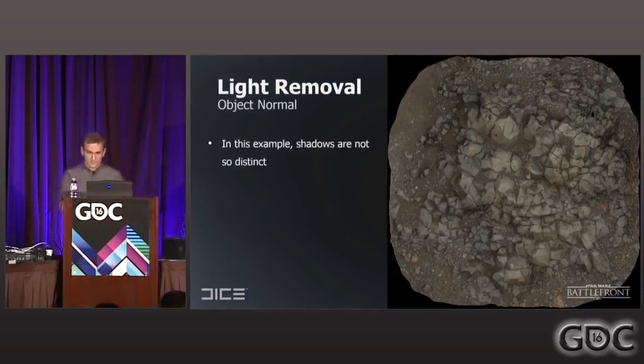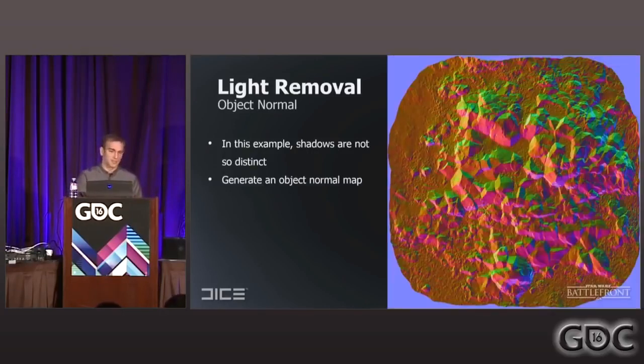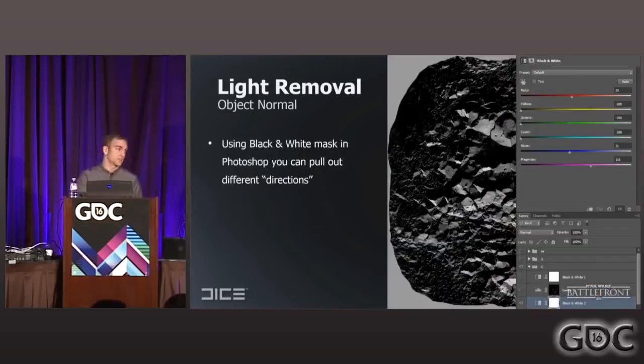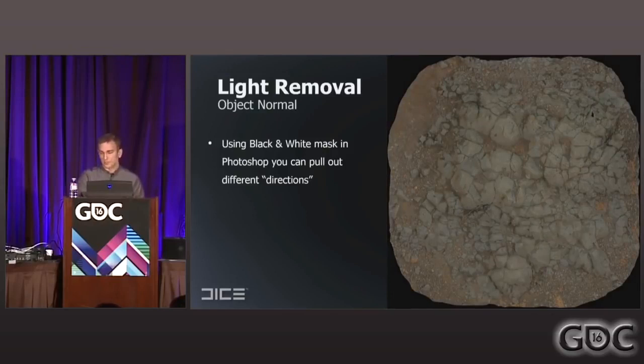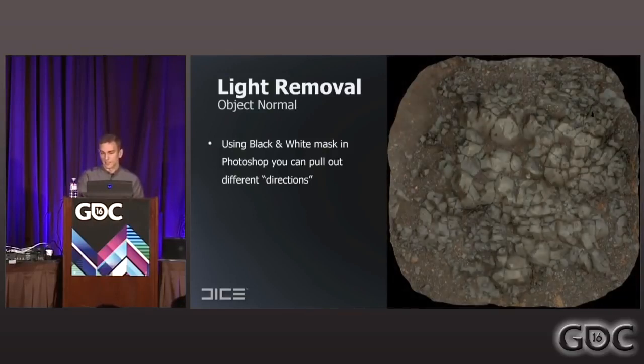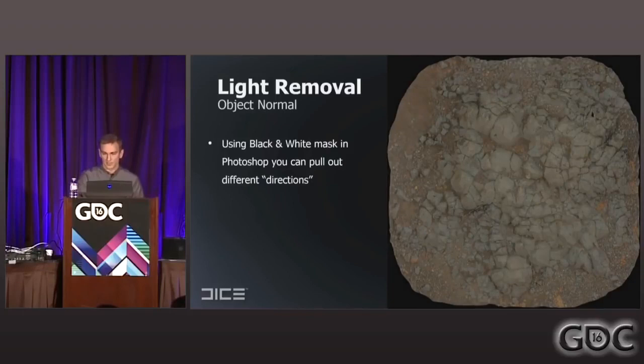In this example, you can see it's not particularly distinct shadows. You don't have harsh shadows, but you do have bounce light and ambient occlusion, things like that. And you want to remove that lighting information. That's the final goal, so you have just a generic albedo-based color. So we generate an object normal map, giving us directions for each of the object's normals. From Photoshop, you can then create a black and white mask based on those colors, which will give you distinct directions, something like this. And then you can just do standard Photoshop tweaking, take something like that to this. This is a pretty quick example.